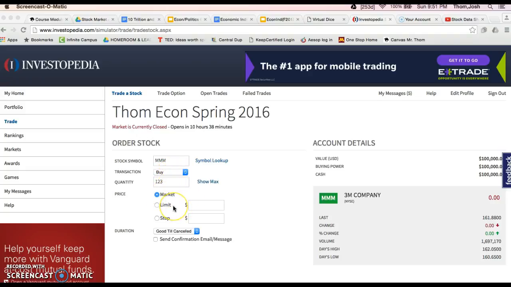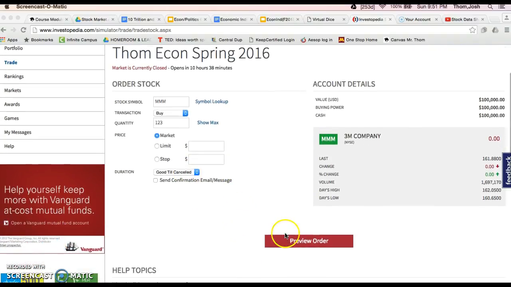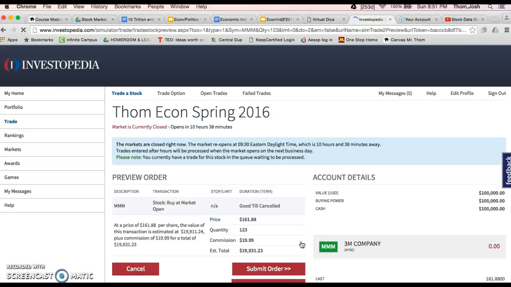Don't worry about your limit number or your limit dollar amount or your stopping dollar amount. We're going to leave those blank. You're going to keep the duration until it's canceled. And at that point, if you scroll down, you'll have a button that says preview order. And you're going to go ahead and click on that preview button.